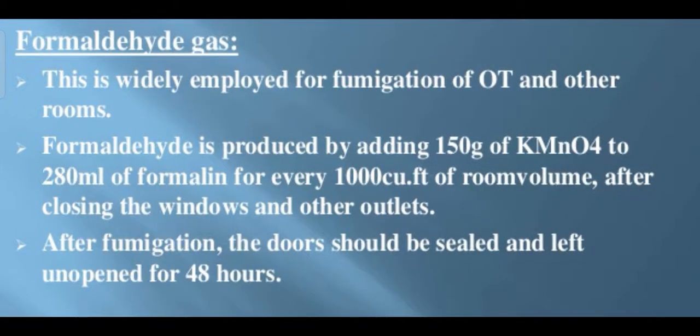Next, we have formaldehyde gas. This is another low temperature method for sterilizing heat sensitive items. This is widely employed for fumigation of OT and other rooms. Formaldehyde is produced by adding 150 gram of KMnO4 to 80 ml of formalin for every 100 cubic feet of room volume. After closing the windows and other outlets, after fumigation, the doors should be sealed and left unopened for 48 hours.